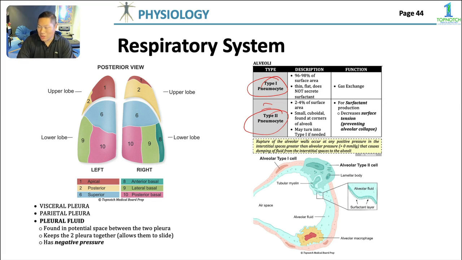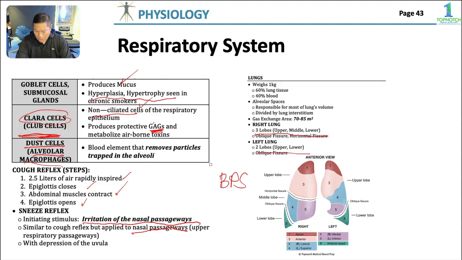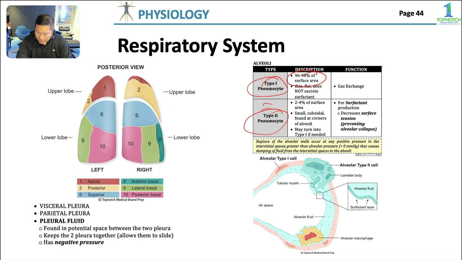However, even though they are equal in number, type 1 is much larger than type 2. That's why it will make up majority of the surface area of your alveoli. Okay, but in terms of number, parehas lang talaga actually sila. So it's just that type 1 is much larger compared to type 2. Type 1 alveolar cells is the one for gas exchange. Type 2 is the one that will produce your surfactant.